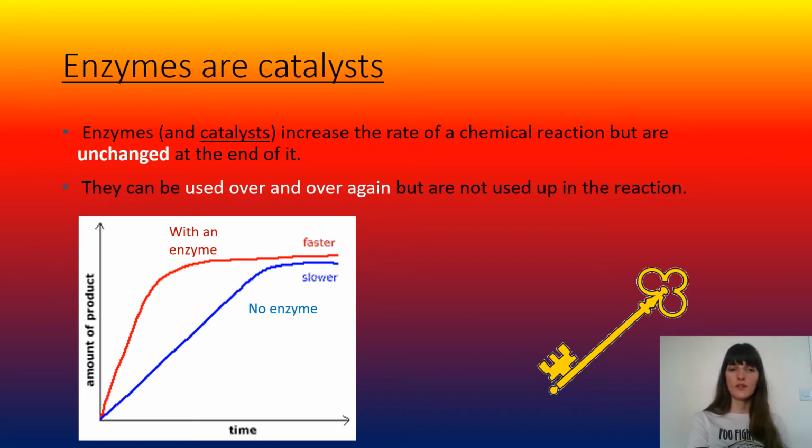And you can see on this graph that without an enzyme, which is the blue line, the reaction still happens but much slower. And in the case of us, it would be far too slow for our lives to exist. And the red line is with an enzyme, and you can see that the reaction happens much faster. So the enzyme is a catalyst, it catalyzes or speeds up the chemical reaction.